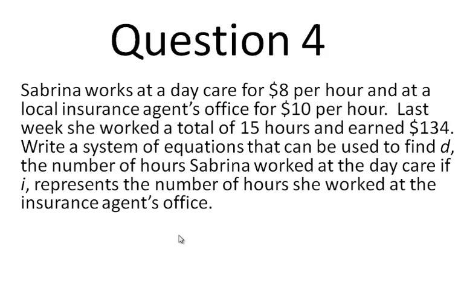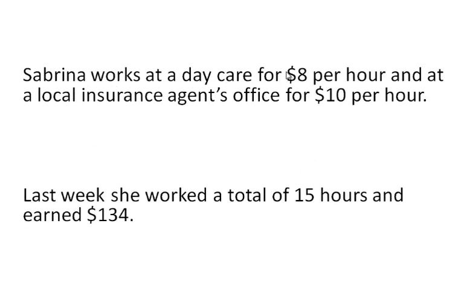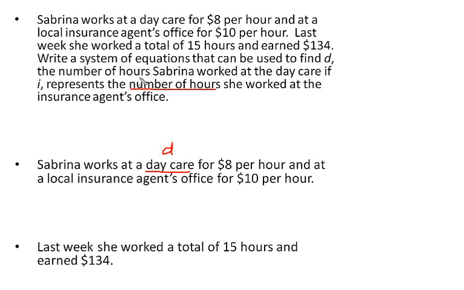Okay, so I went ahead and broke up these first two sentences. It says Sabrina worked at a daycare for $8 per hour and at a local insurance agent's office for $10 per hour. The next sentence says last week she worked a total of 15 hours and earned $134. So D represents the number of hours she worked at the daycare, so let me highlight this information. Daycare is represented by D, and this is in number of hours for both. And at the local insurance agent's office, this is I, and this is number of hours.